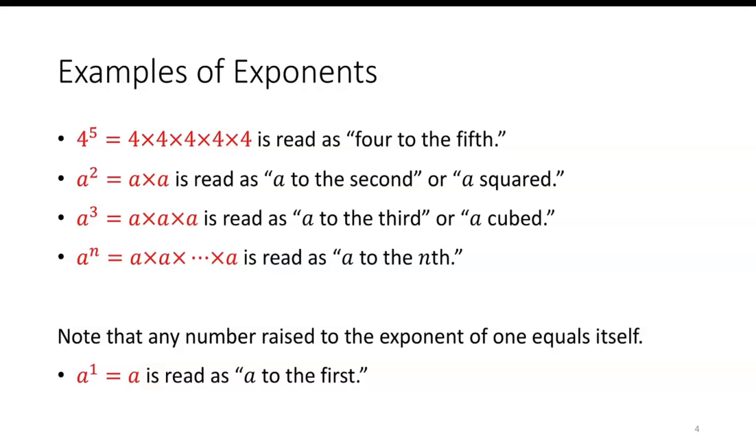So some examples. 4 to the 5th is 4 times 4 times 4 times 4 times 4, and read it as 4 to the 5th. A to the 2nd is a times a, and you can read it as a to the 2nd, or you can say a squared. A to the 3rd, a times a times a. It's also known as a cubed. And in general, a to the nth is a times a times a, n factors of a.